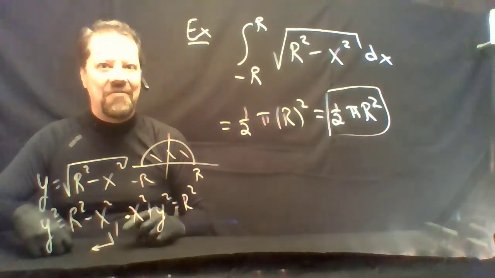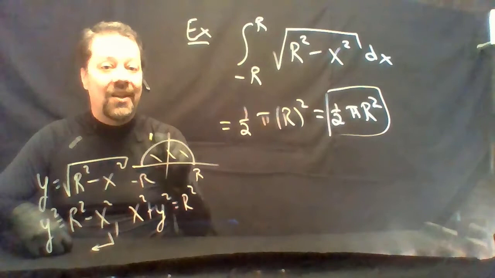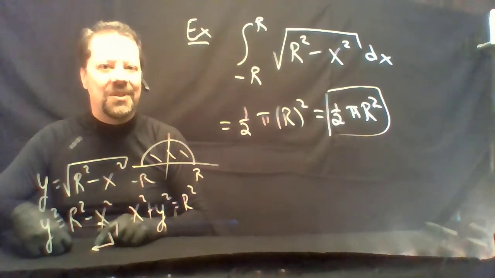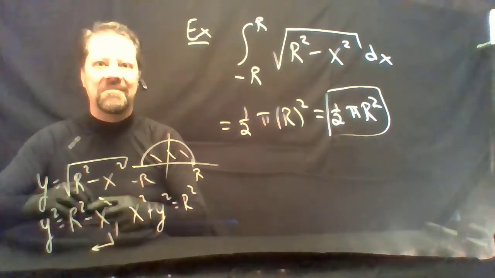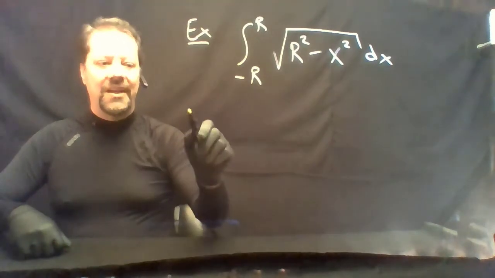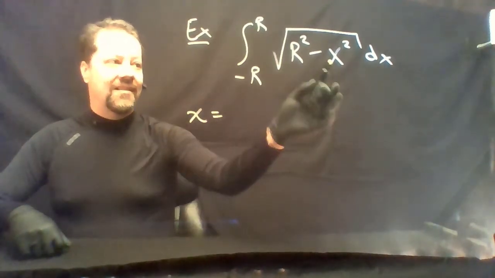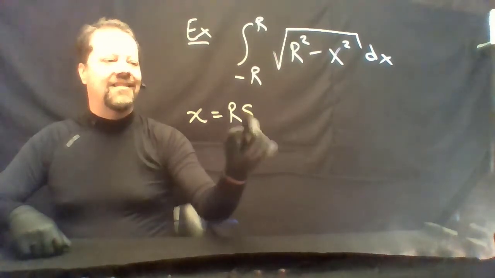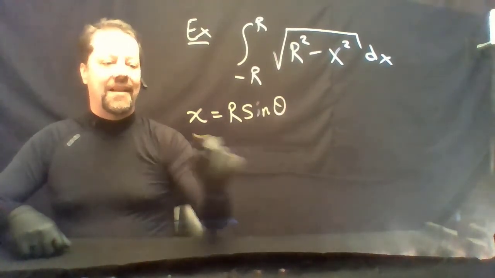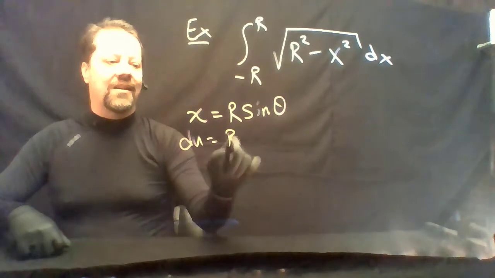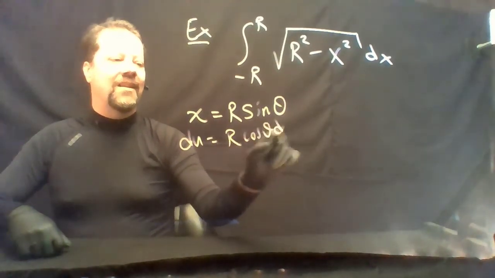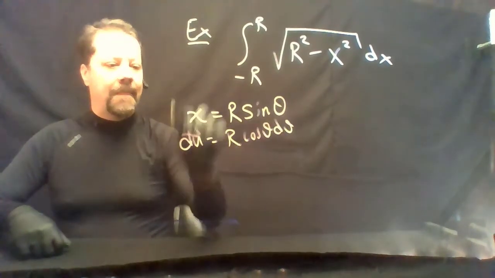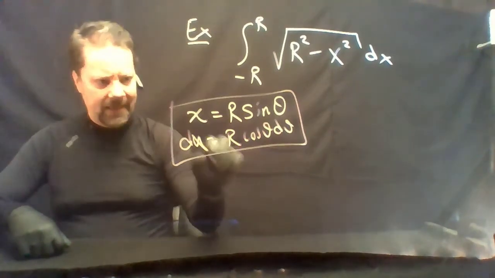But let's see if we can calculate the integral using trigonometric substitutions instead of geometry. The substitution here is x equals the square root of the constant, r times sine theta, which means dx is r cosine theta d theta.